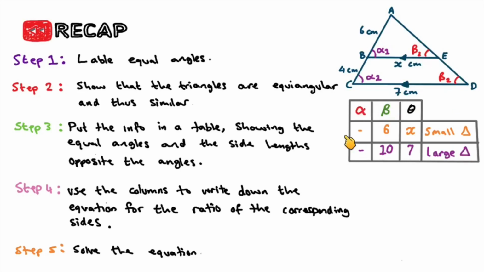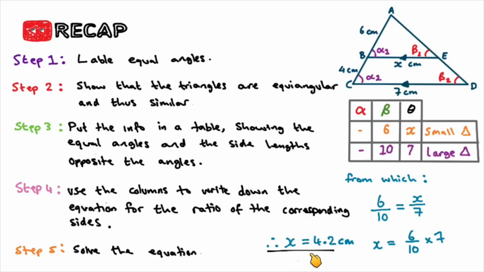So now we can use this information in my table of values to answer this question, from which we have 6 over 10, which is equal to x over 7, which gives me x equals 6 over 10 multiplied by 7, and so therefore x is equal to 4.2 centimeters. Once again, make sure you make notes on this recap, as the next example is going to be using it.